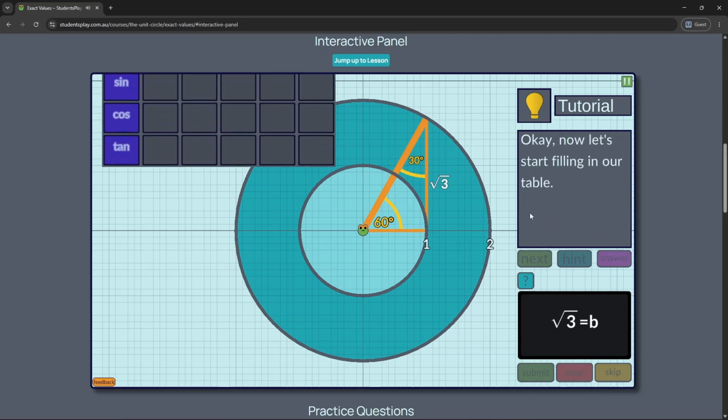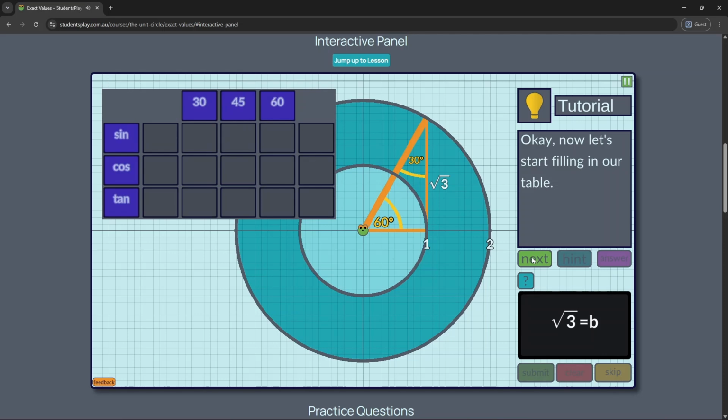Okay, now let's start filling in our table. We'll start with 60 degrees because we have a 60-degree angle in the center of the circle where we're used to it. So we won't do the 30 degrees yet. We'll start with the 60, which is in the familiar place.